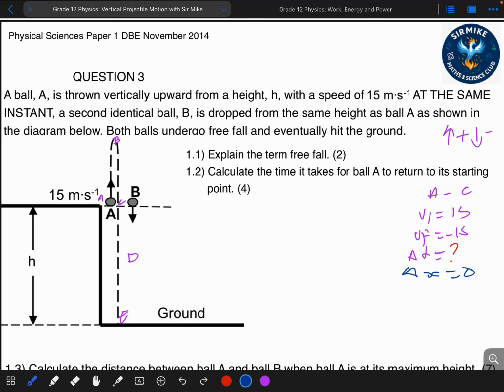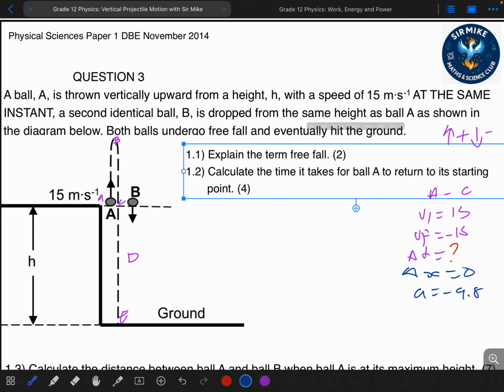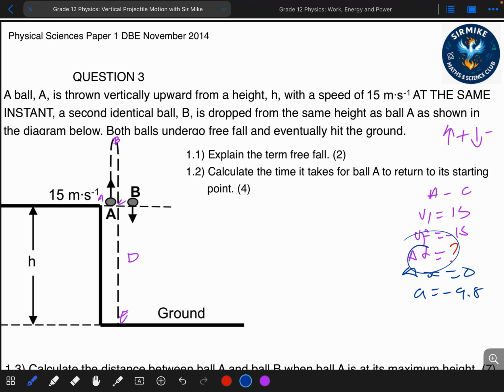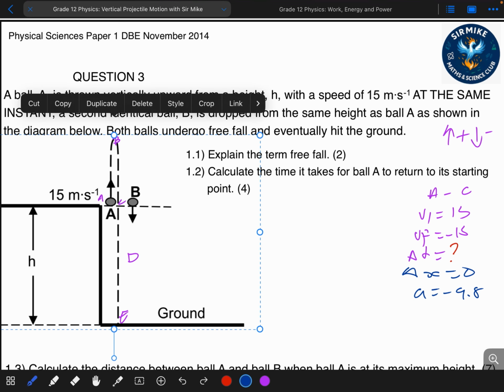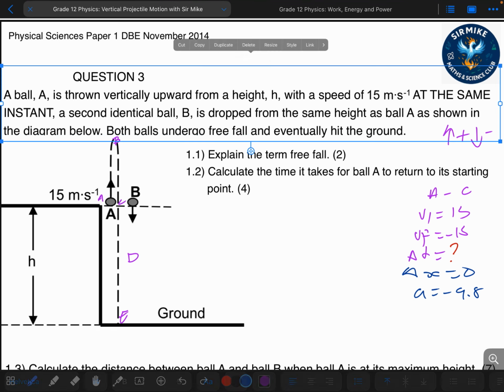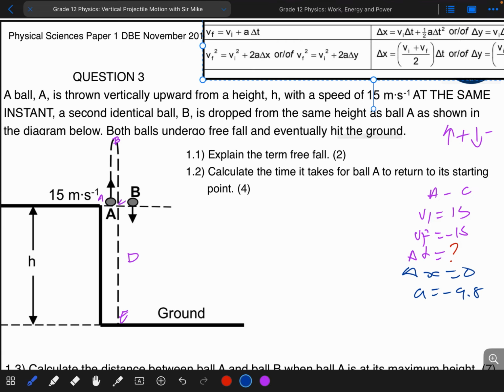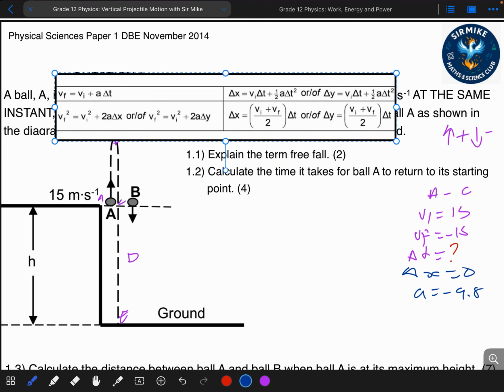So A will simply be negative 9.8. We are looking for the time, so any equation that we choose must have time in it. Let me show our formulas.